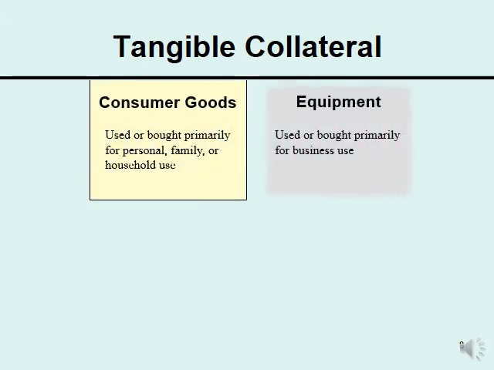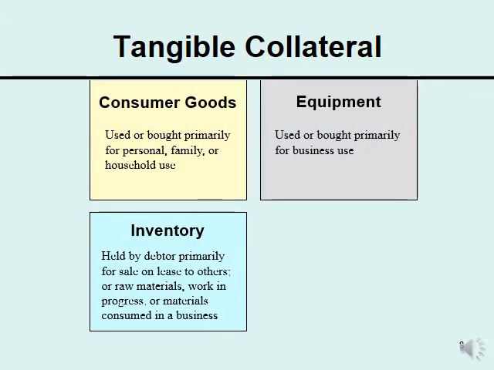Collateral can be classified in these categories. It can be classified based on its use. If it's being used for personal consumption, it's a consumer good. If it's being used as part of a business, it is actually equipment. If it's going to be resold, it would be classified as inventory. So it depends on the purpose.